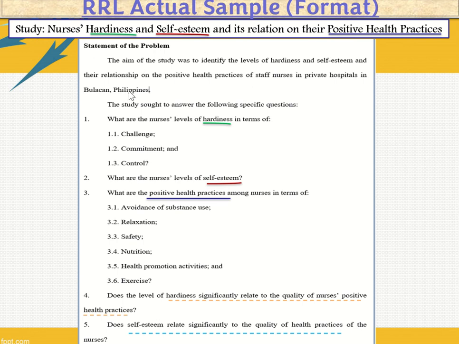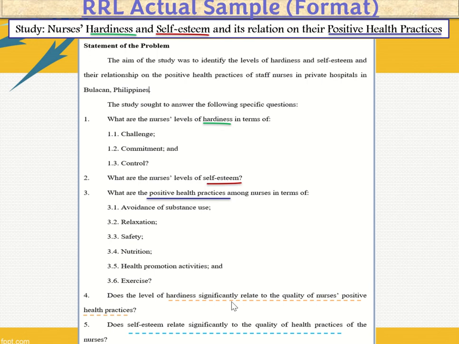Under the SOP, so this is the aim, and this is the specific questions. There are 5 specific questions here. And the first specific question is about the hardiness. So it is aligned with the title. Second is about self-esteem. So, meron din siya in the title. Third is positive health practices. Meron din siya in the title.